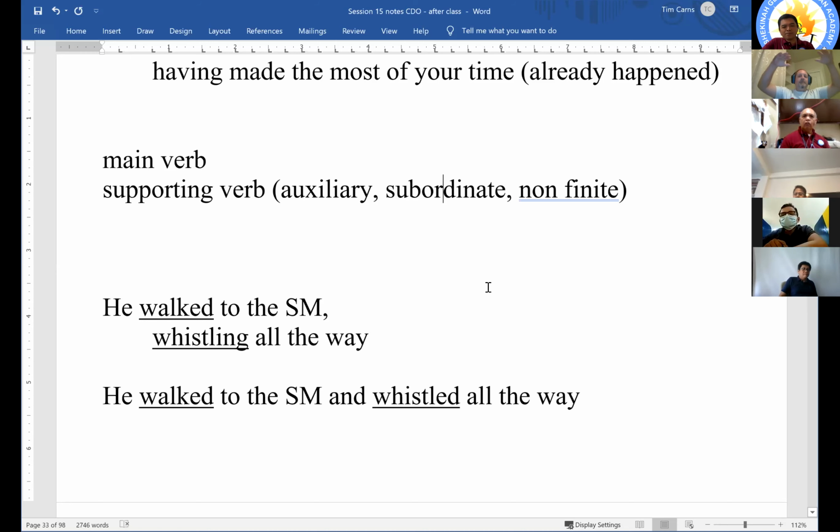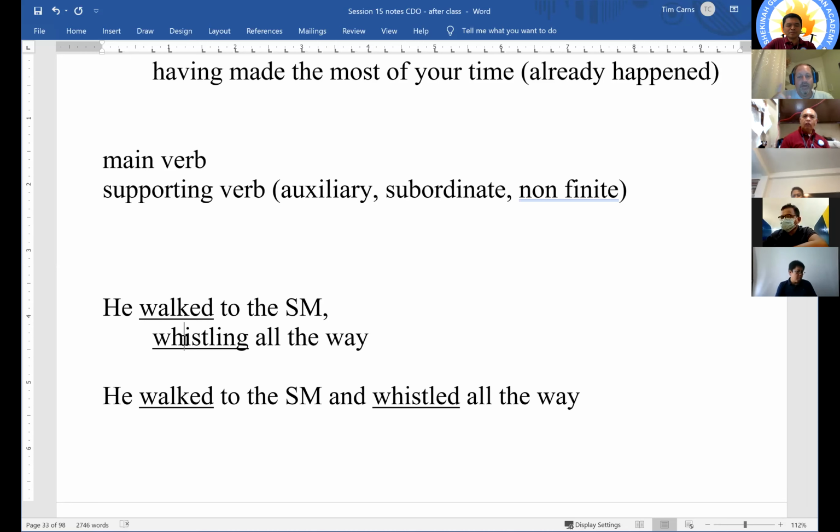Subordinate means to come under. It's not the most important, it's subordinate to. It's like ranks in the military. A captain is subordinate to a major. A major tells the captain what to do. It's a chain of command. A captain tells a private what to do. He's subordinate. And in this case, a participle is subordinate to the main verb. It comes under the main verb.